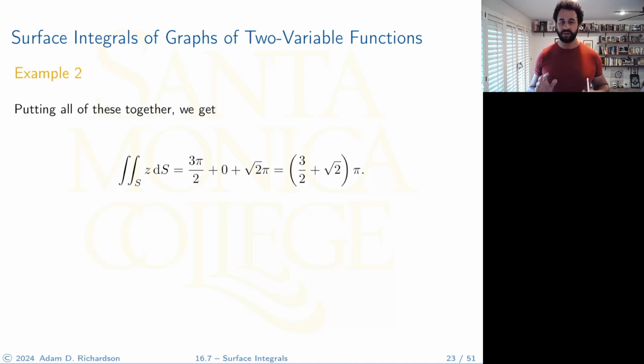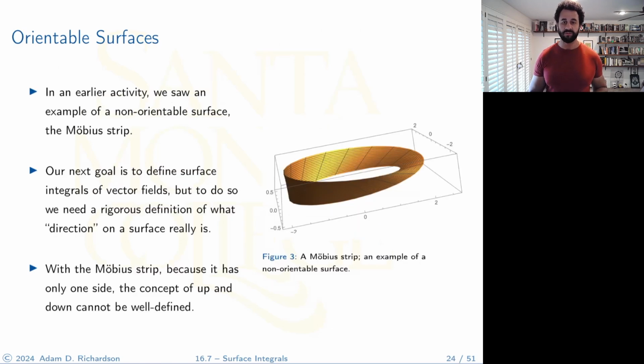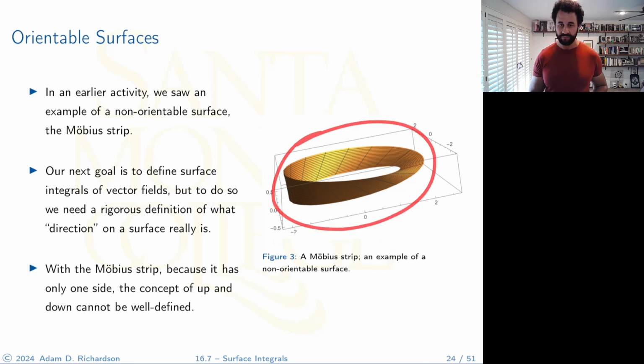Now that we've seen how to compute surface integrals for surfaces described by vector functions and graphs of two variable functions of x and y, next we need to talk about orientable surfaces, because we can't talk about flux without talking about orientation to some degree. In an earlier activity, the one we already did for 16.6, you got to see your first example of a non-orientable surface, the Mobius strip.